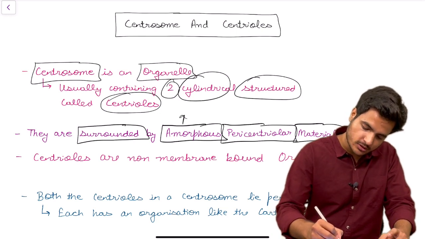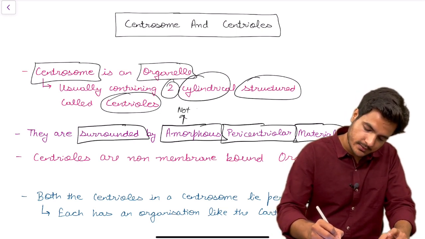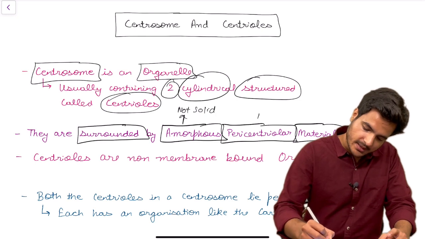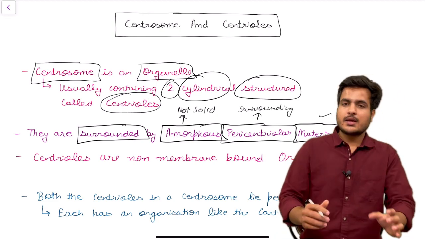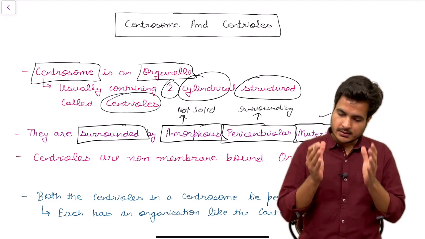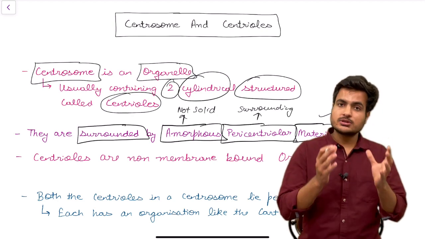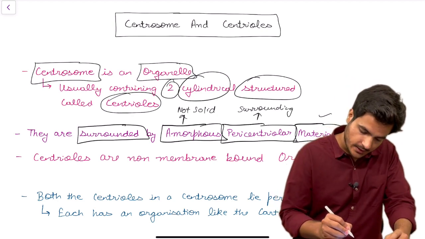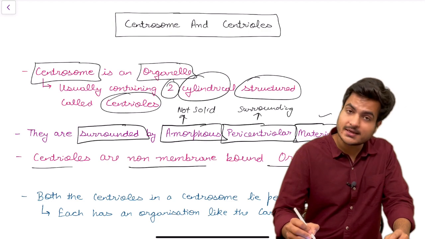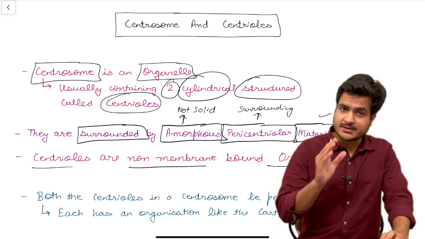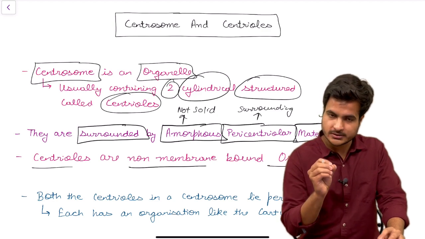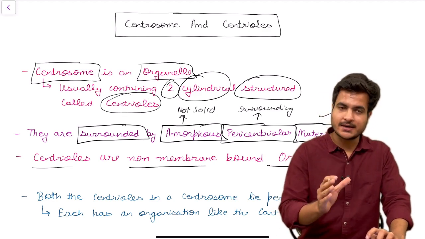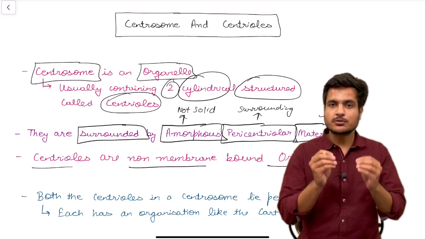Amorphous means it is not solid, semi-solid, not solid. Pericentriolar: peri means surrounding, so amorphous pericentriolar material surrounds the centriole. Centrioles are non-membrane bound organelles just like ribosomes. Centrioles are present only in animal cells and in a few lower plants also. But the statement is correct if it comes like centrioles are present only in animal cells.